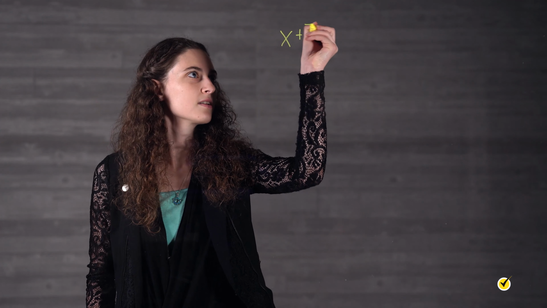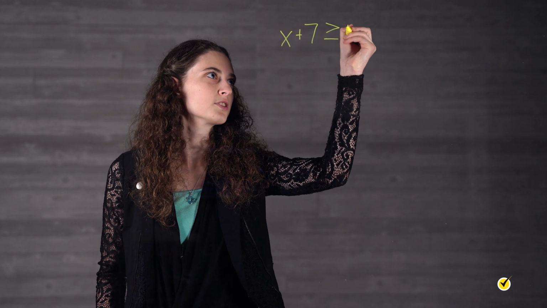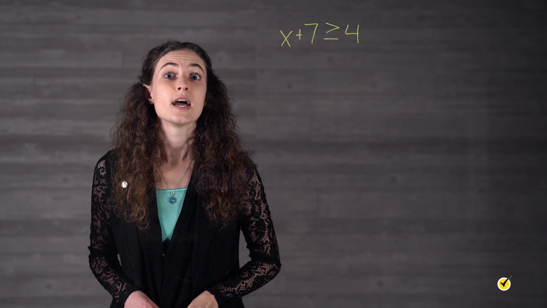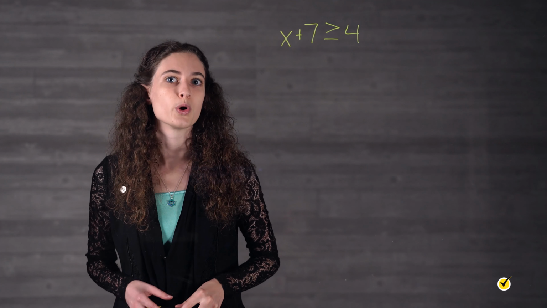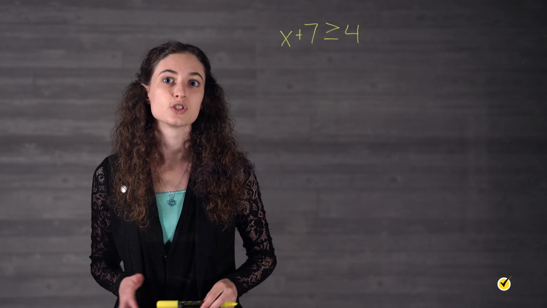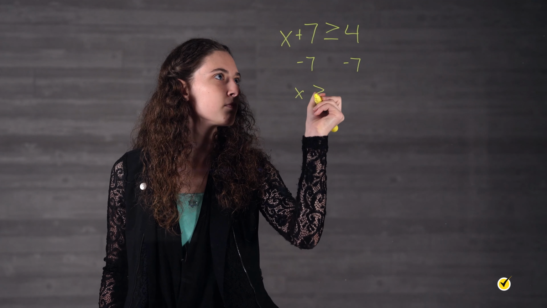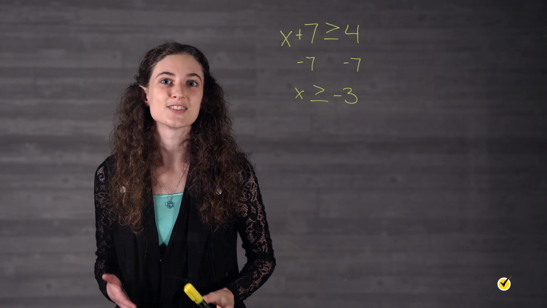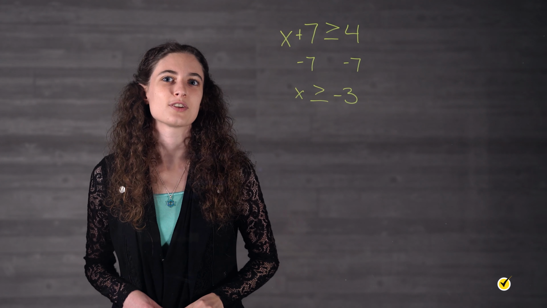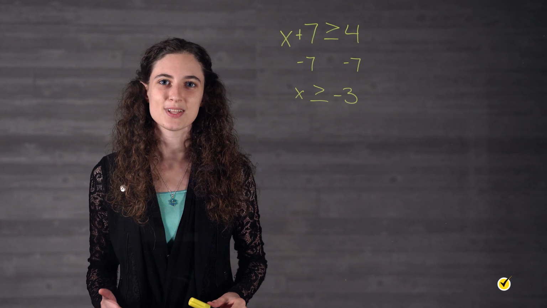x + 7 ≥ 4. If we are solving for x by itself, we want to get rid of that 7 next to it, so we subtract 7 from both sides. This gives us our answer: x ≥ -3. It's as simple as that.